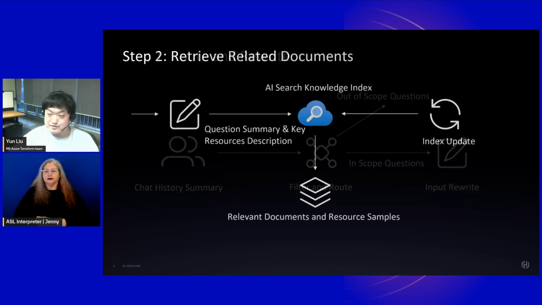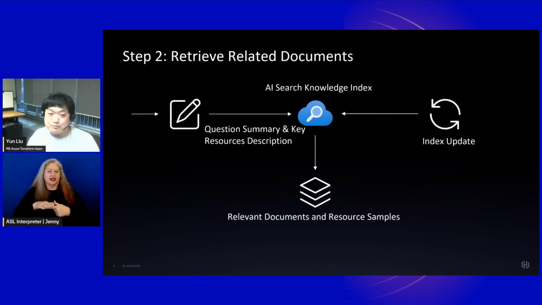Then we enter step 2. In step 1, we have the question summary and key resources definition, and then we use these question summaries to search in a pre-built AI search knowledge index. We use hybrid search, including a vector search, to do the search query. After the search query, we will retrieve the relevant documentation and resource examples.